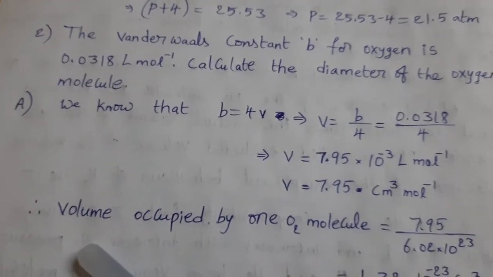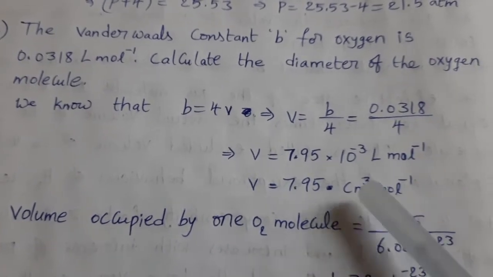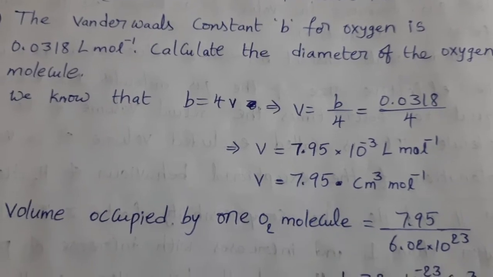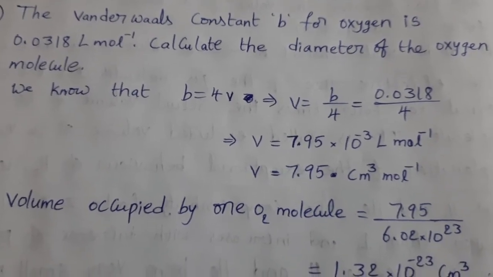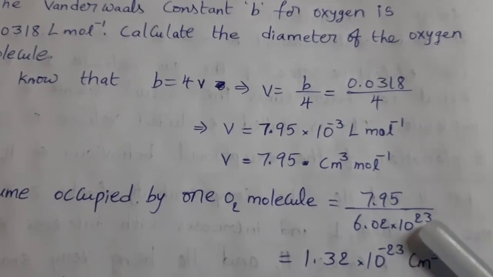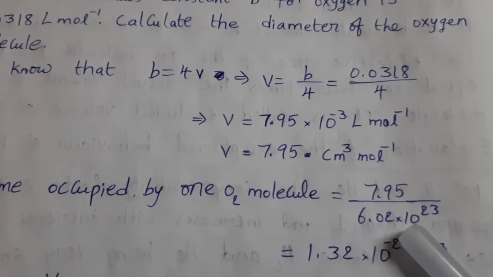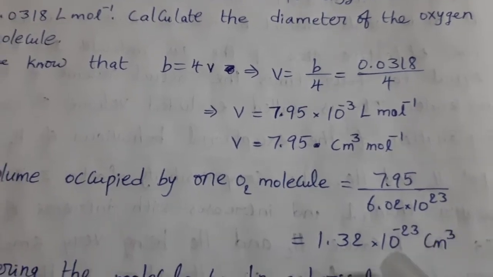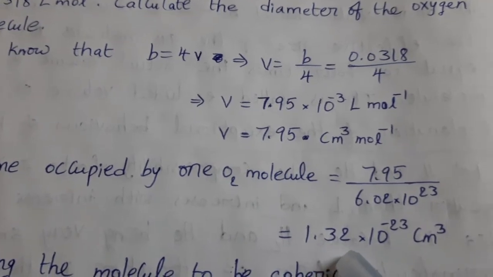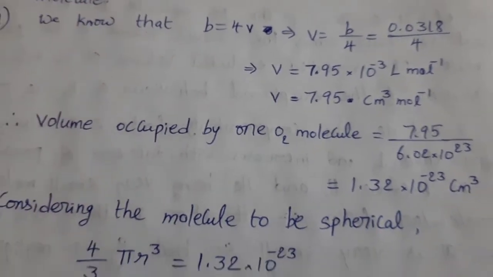Now, volume occupied by one O2 molecule. This is the volume of 1 mole of the oxygen molecules. Now we want the volume of one molecule. Then we should divide this number by Avogadro number. 7.95 divided by 6.02 into 10 power 23. So, volume of one oxygen molecule is 1.32 into 10 power minus 23 centimeter cube.